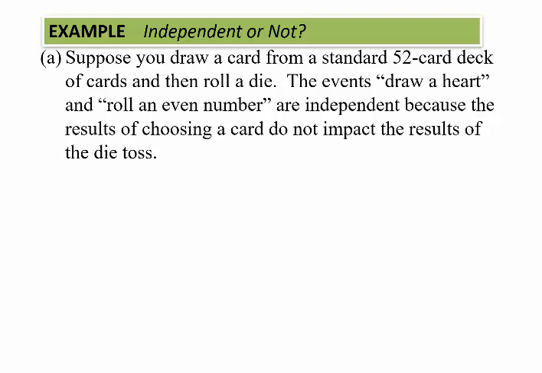Suppose you draw a card from a standard 52 card deck and then you roll a die. So we have two events: drawing a card and then rolling. The two events we're looking at are that you draw a heart from the deck, and that you roll an even number. These two events are independent, because if I draw a heart from the deck, it doesn't change the probability that I would then roll an even number. The result of choosing a card does not impact the result of a die roll. Obviously, that makes sense.